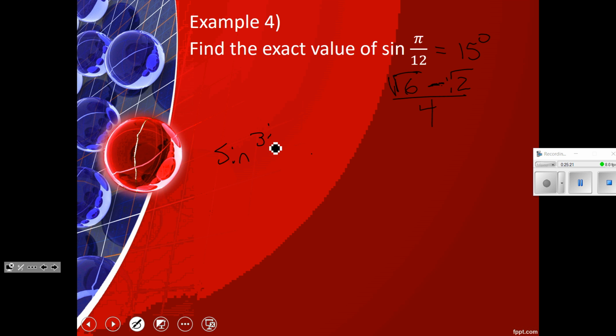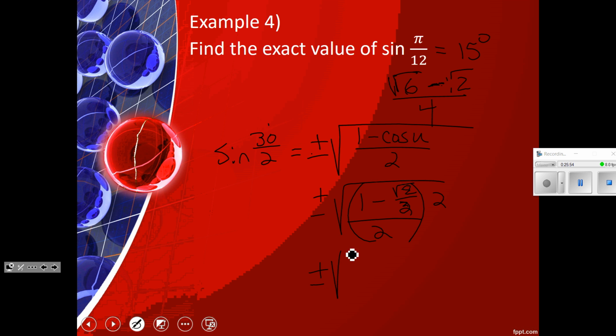All right, I'm going to use 30 divided by 2, and the formula is plus or minus the square root of what? Cosine of u over 2. So plus or minus the square root of 1 minus the cosine of 30, which is square root of 3 over 2, all divided by 2. I'm going to get rid of that complex fraction and make that plus or minus the square root of 2 minus the square root of 3, all divided by 4.